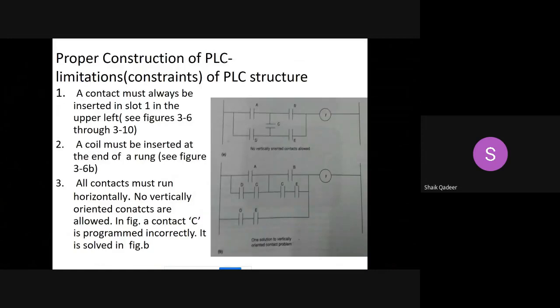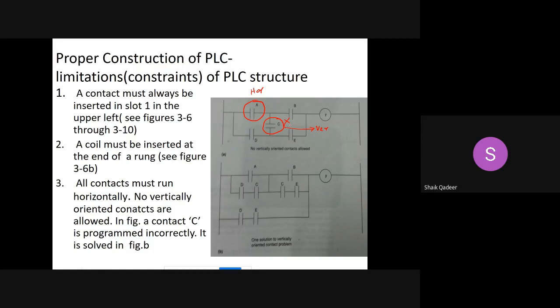You see, is this horizontal running or vertical running? Horizontal. This is horizontal running. Is this horizontal running or vertical running? Vertical. Look, I asked CM, so why are others answering? Please maintain discipline. This is vertical running, right? This is vertical running, so it must be avoided. No vertically oriented contact is allowed.